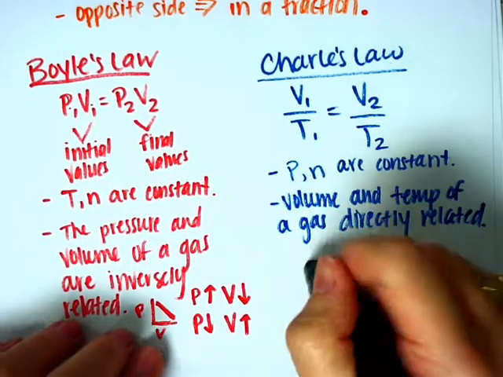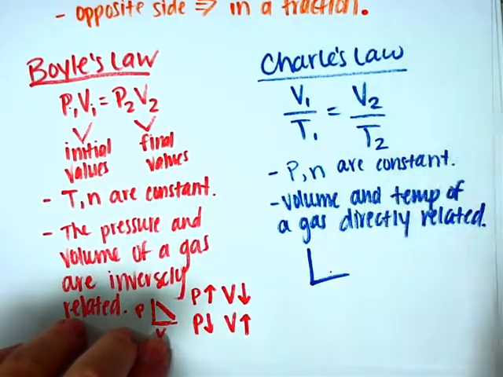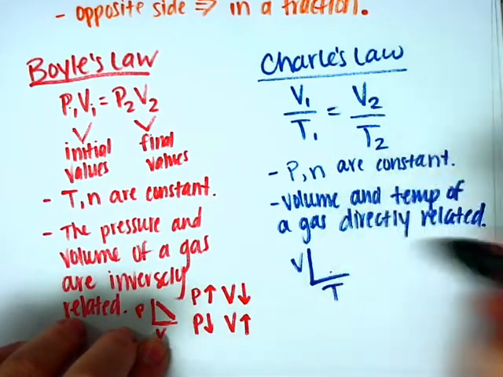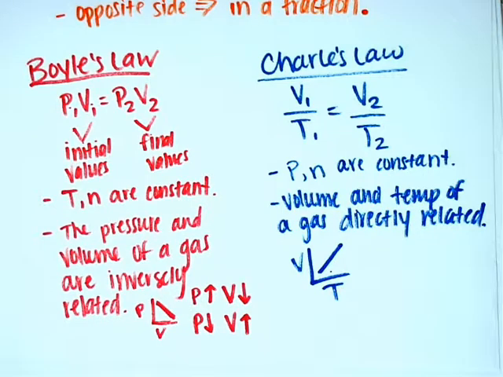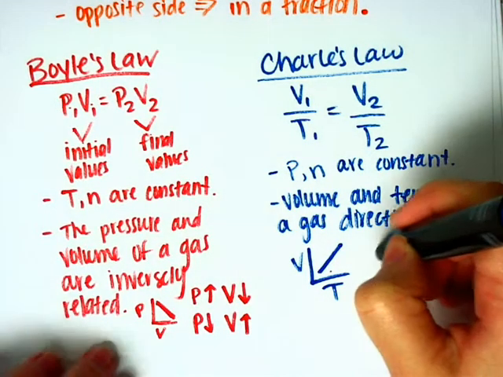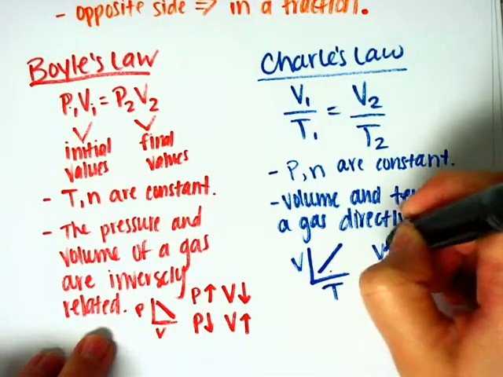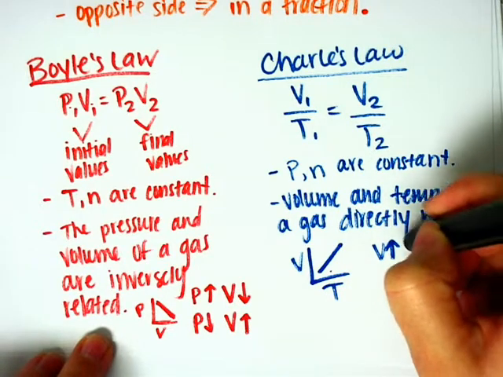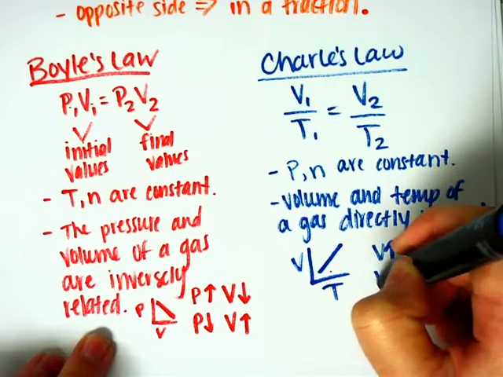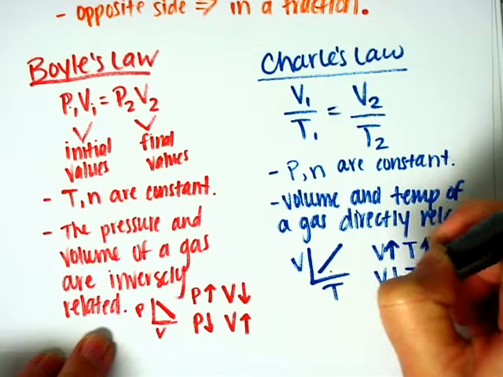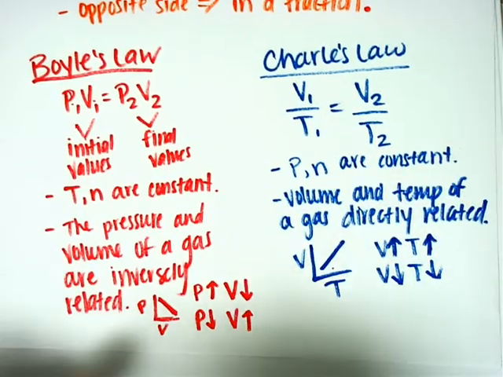So if we were to plot this with our volume versus temperature, it would look like this. Because in a direct relationship, as our volume increases, what does temperature do? It increases. They're going to do the same thing. So as volume goes down, temperature goes down.